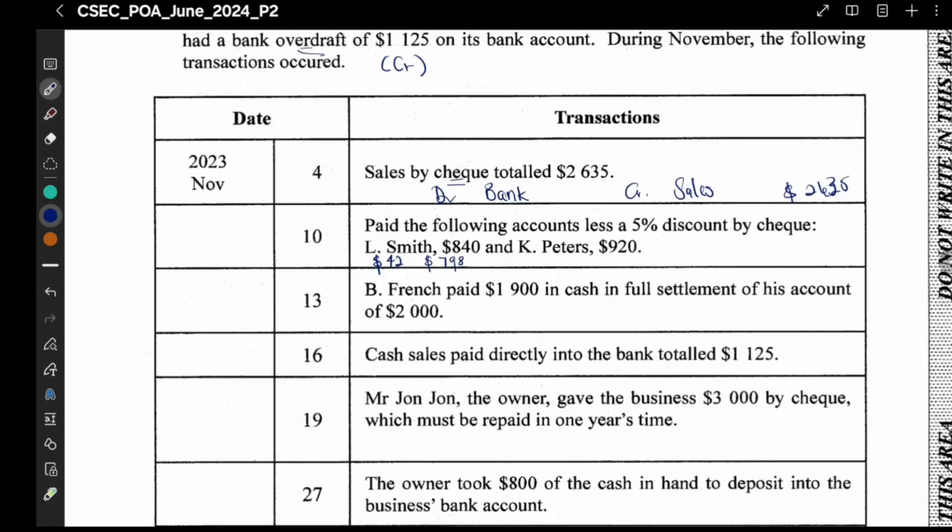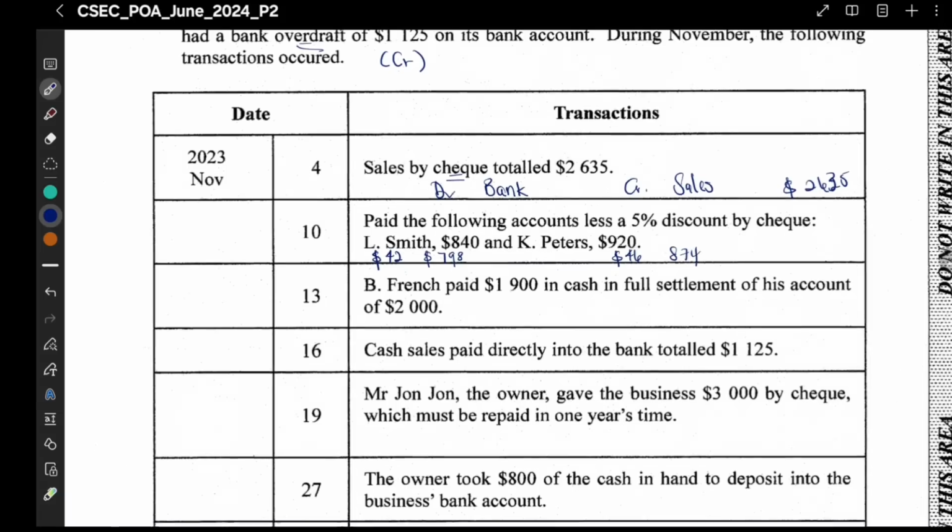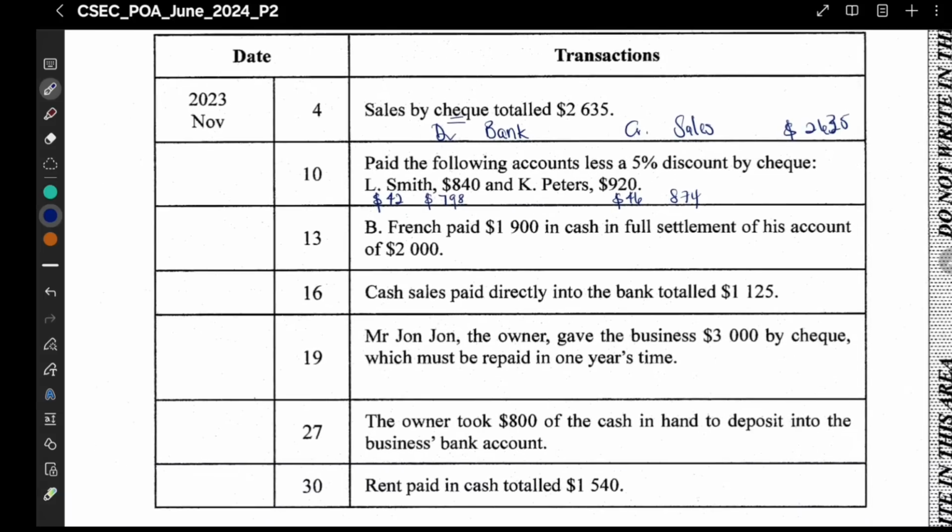On the other hand, K. Peters, receiving a 5% discount as well. Receive a 5% discount from K. Peters as well. So we have this $874. Alright, so let's continue on November the 13th.